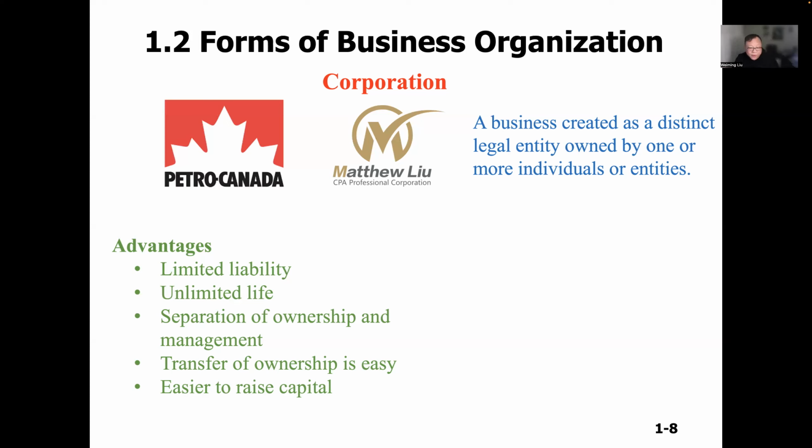Like I said, the transfer of ownership is easy. So let's say I own 100% of my own company, and then I can sell it to somebody else. I can just sell the shares to somebody else. It's also easier to raise capital, right? If you want to raise capital, just issue shares, and you can raise the capital.